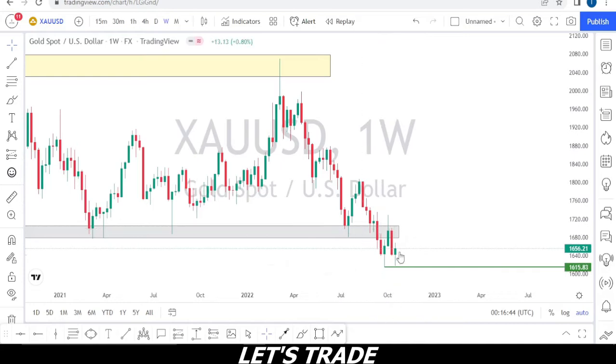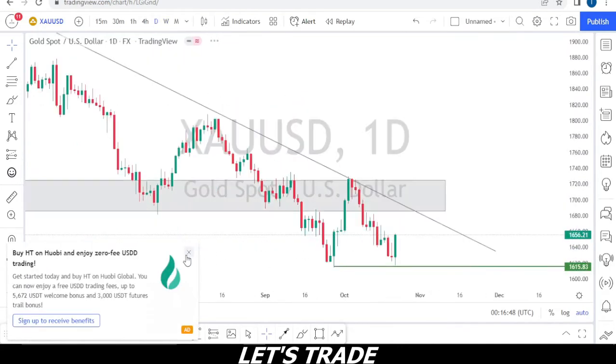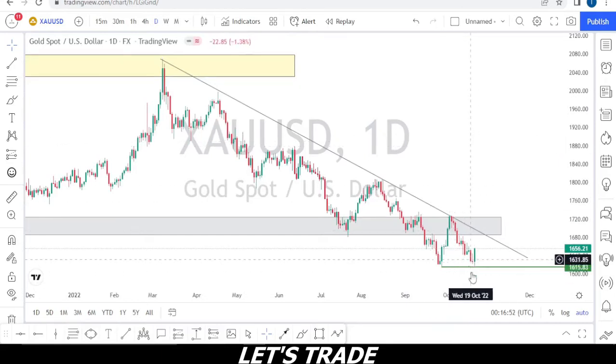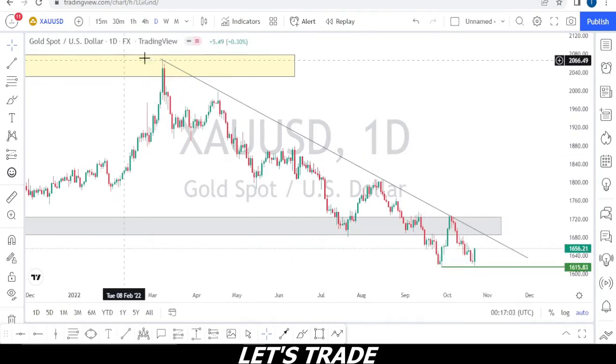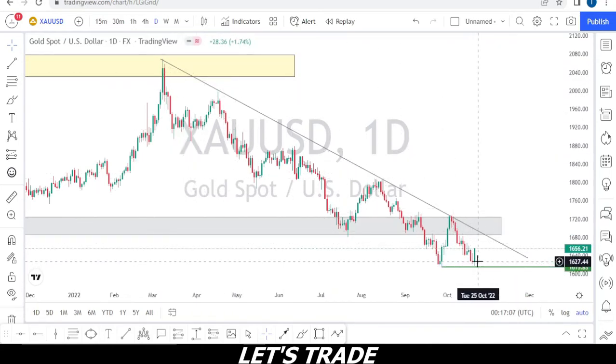On the weekly time frame, we'll close with some kind of bullish pressure. Let's go to the daily time frame. On the daily time frame, we are creating something like a bullish engulfing candlestick, taking out like 3 to 4 days worth of price action, but we are still trading below this trend line. So if this is actually a pullback, I'll be expecting for price to come into the trend line to give us some kind of a rejection.